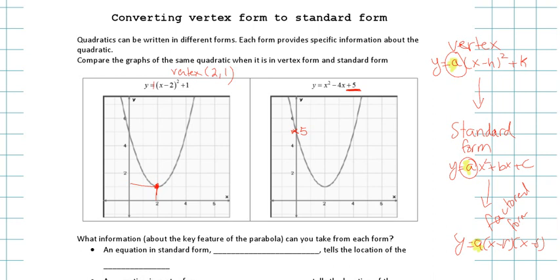So there's not a lot of information that the standard form tells me. It only shows me the y-intercept. Okay? But as I said, we're going to use it as a stepping stone to the factored form.